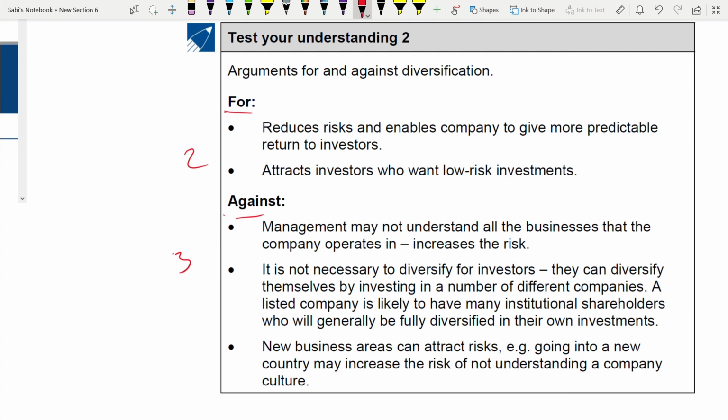What are the reasons? Number 1, yes, it reduces risk, and it gives more predictable return to investors. Number 2, it attracts investors who want low risk investments, if you are risk averse.